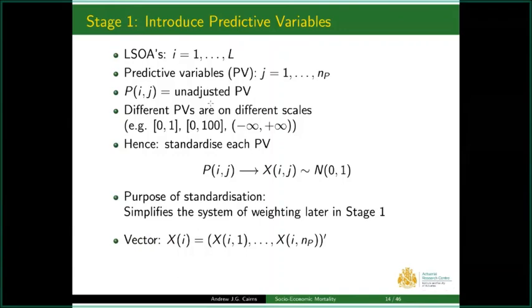Because of that, we standardize each predictive variable. So we turn the PIJs into XIJs, which have a standard normal distribution. Now, the purpose of standardization is really just to simplify the system of weighting that we're going to use later on in this stage 1. So we end up with a vector, XI, for each LSOA: a vector of standardized predictive variables.